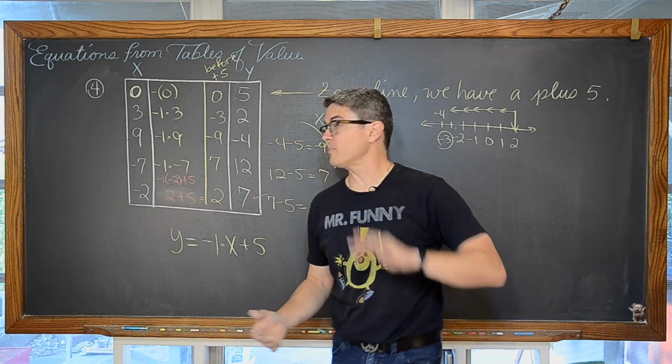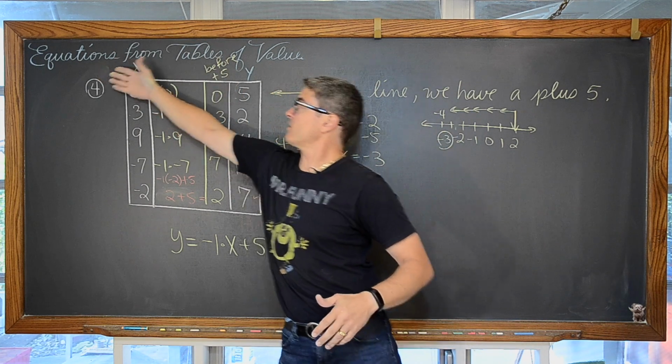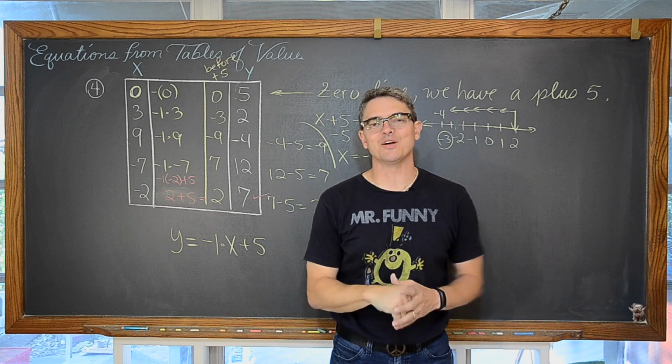That is the end of my fourth example. I hope that helps you identify what the equations are that are creating the table of values that you're given in Algebra 1.